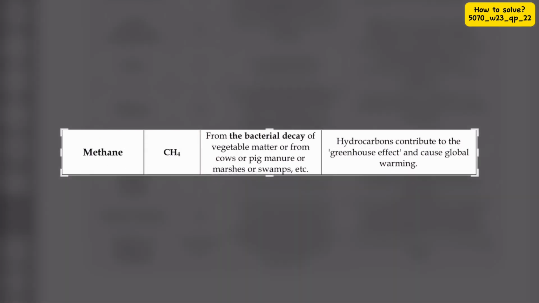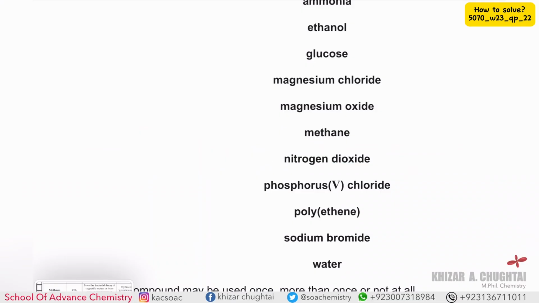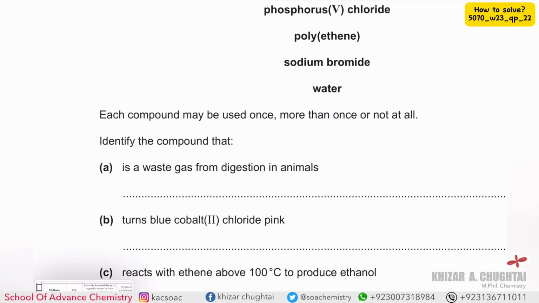Basically, methane is formed from vegetable decay and it may be formed from cow or pig manure or the marshes, etc. So, methane is the correct option. So, the first answer is methane, I mean CH4.